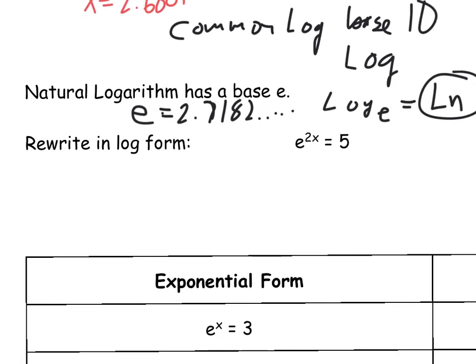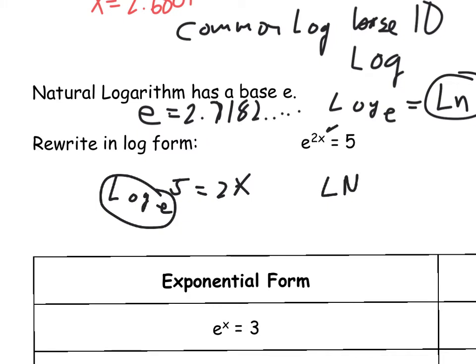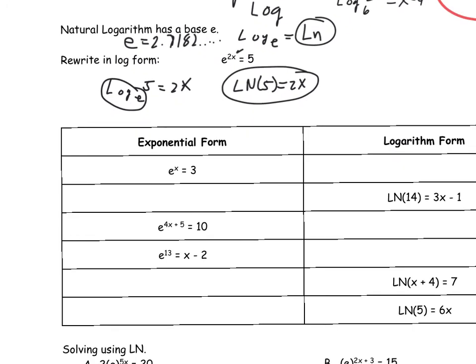So a couple ways to write this. It'd be log base e of 5 equals your exponent, which is 2x. But we're not going to use log base e. Well, we are going to use log base e, but we're going to use the form for it, which is ln of 5 equals 2x. This is how you write log base e. Use the ln.